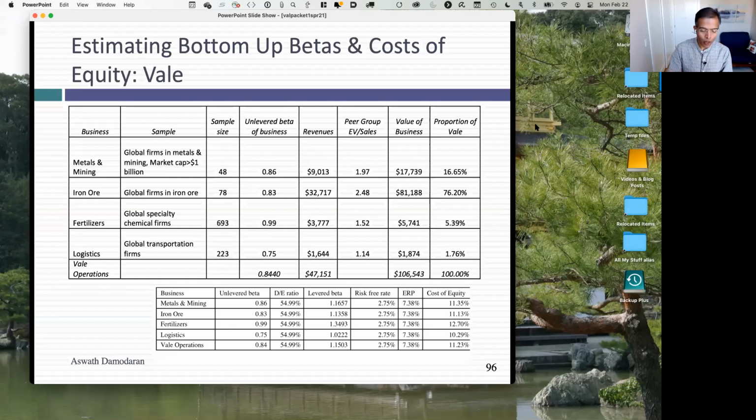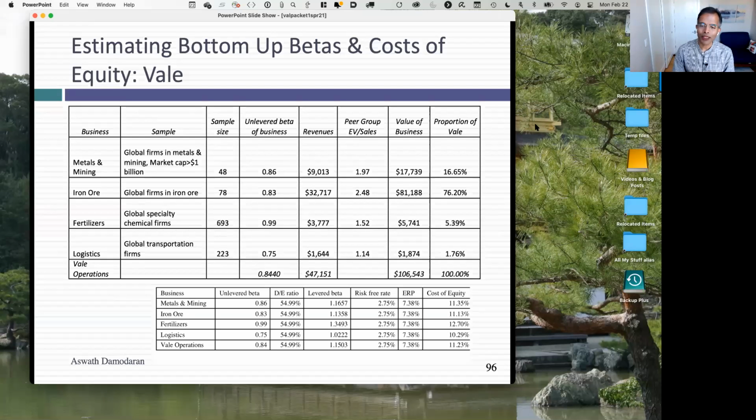One is, of course, metals and mining. The second is iron ore, where they're the biggest iron ore mining company in the world. The third is fertilizers. They have a fertilizer division. And the fourth is they have a logistics business. And they gave me revenues by business. So the beta for Vale is going to be a weighted average of the betas of these 4 businesses. I went and found publicly traded companies in each business. The first thing to notice is I did not just use Brazilian companies. Why? Because the sample size is tiny, and Vale is a global mining company. So with each one, I looked at publicly traded companies in each business across the globe.